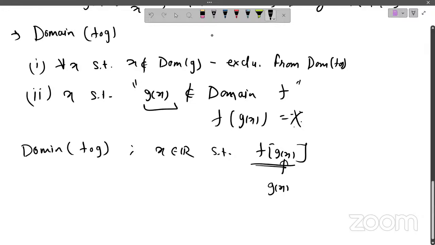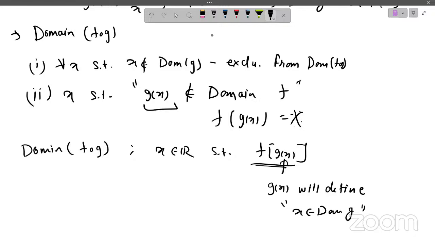So g of x is defined only when x belongs to the domain of g, right? The statement is clear? Yes, ma'am. Right. In the current case that we are solving, the domain would be R minus 0. So at 0, g of x is not defined. So that means 0 cannot belong to the domain of f composite g. That we can get from the first point. So this statement is clear, right?